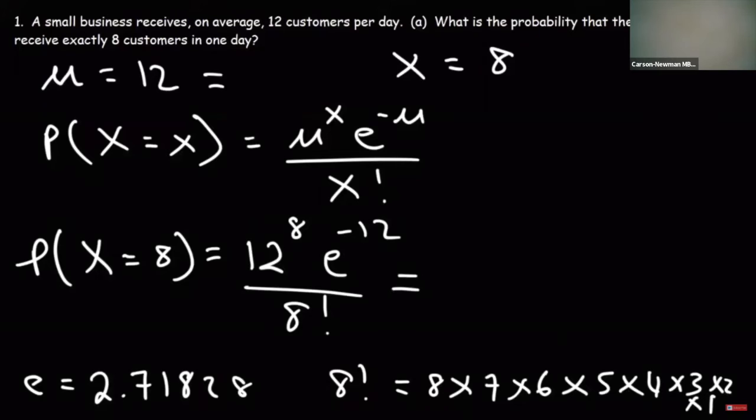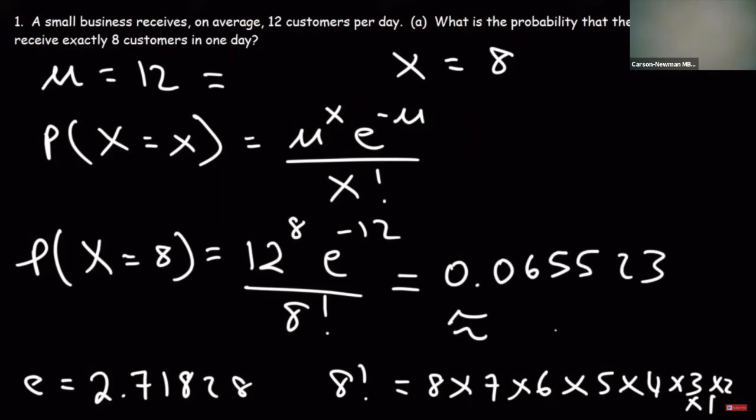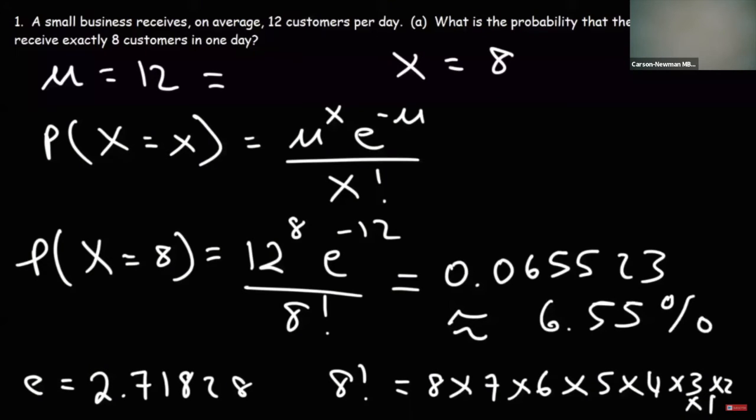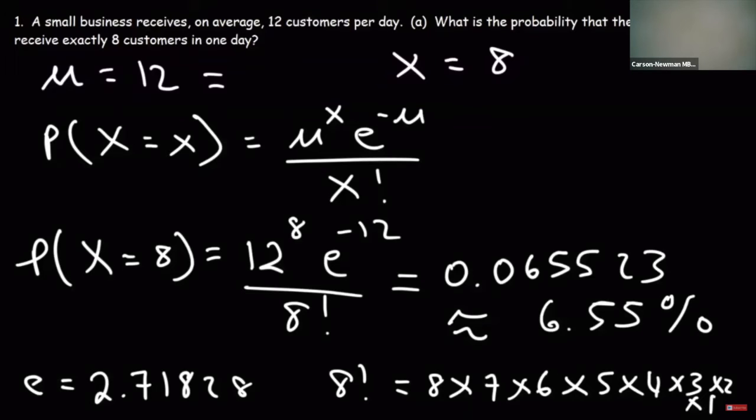So if you were to plug this into your calculator, you should get 0.065523, which if we multiply that by 100%, that's approximately 6.55%. So that's the probability that this business will receive exactly 8 customers in 1 day.